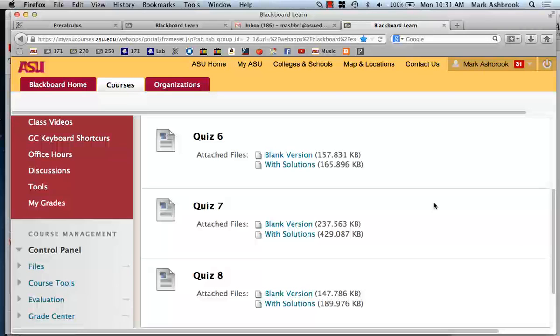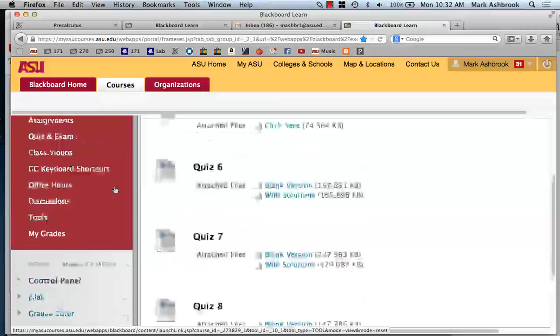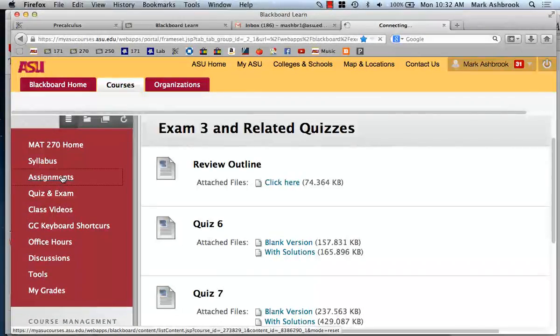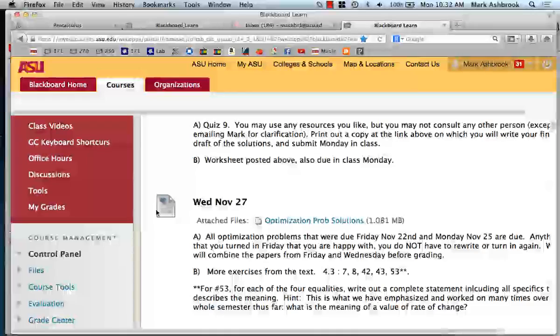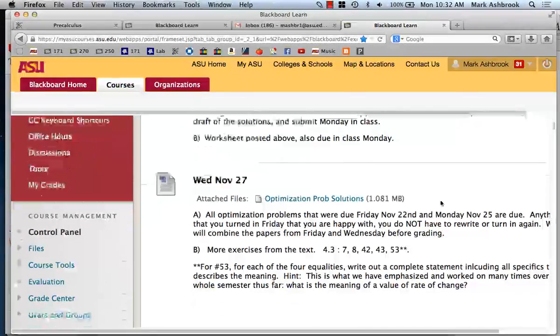Any more quizzes? Okay, so I'll put up a blank version and a solution to this. If you go to assignments, I put up solutions to the optimization homework we turned in Wednesday. Some of those are written out solutions. Others are a link to a video where I do the problem.